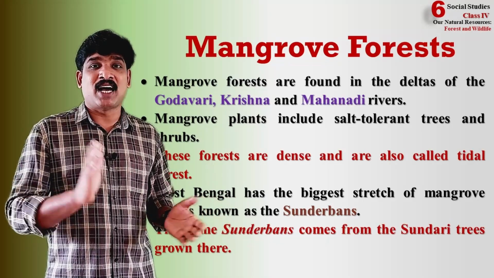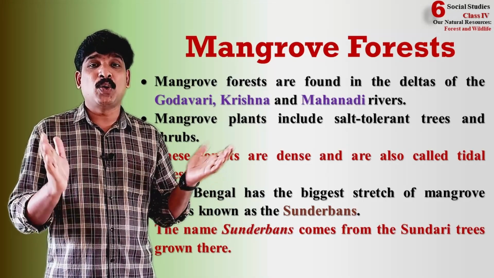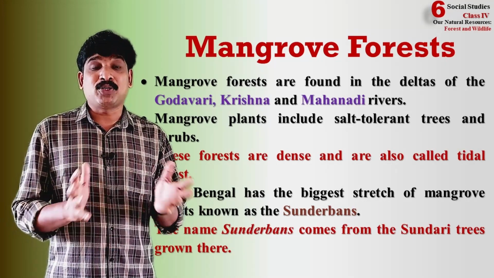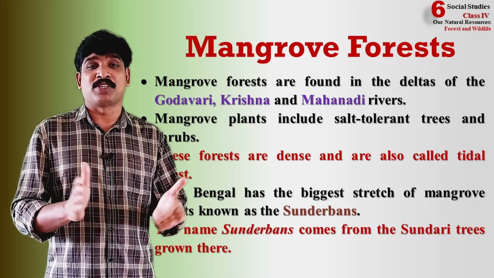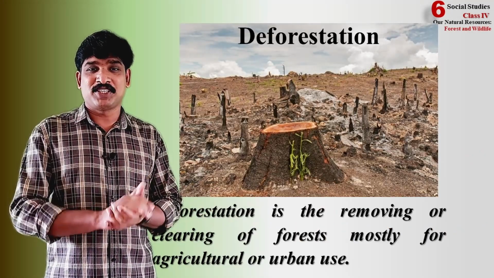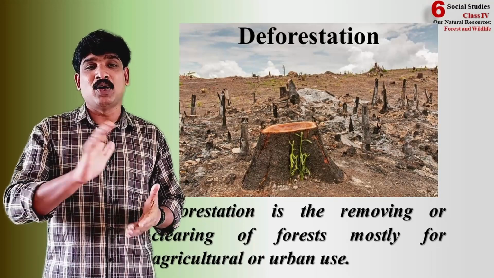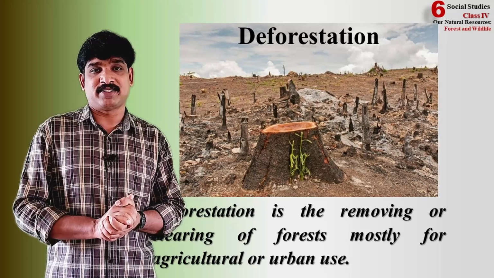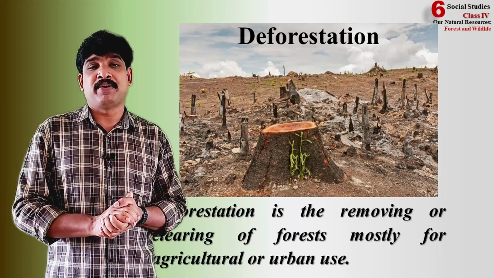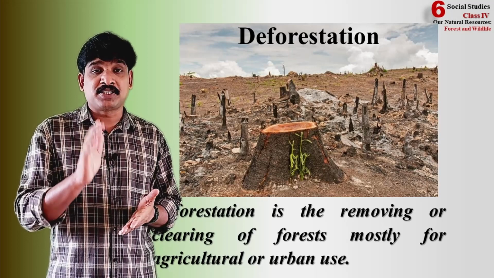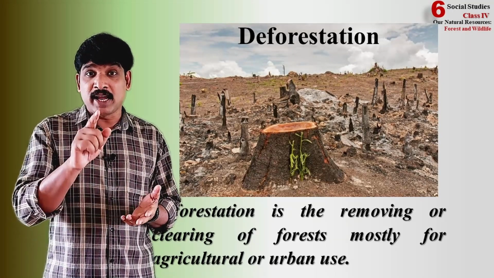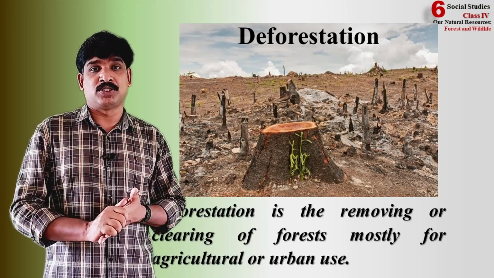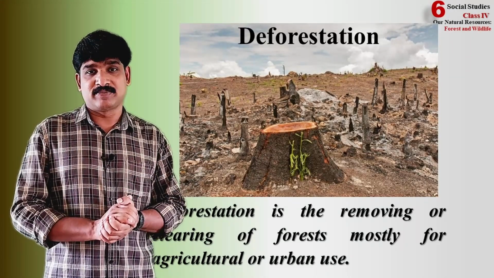So forests and trees are of great help to us and we get a lot of benefits from them, but still people cut down trees. And because of that, there is a high rate of deforestation. What is deforestation? Deforestation is the removing or clearing of forest, mostly for agriculture or expansion of urban areas. There are a lot of bad effects of deforestation. It results in the loss of habitat or natural home for many animals and birds. It also leads to soil erosion, floods and landslides.